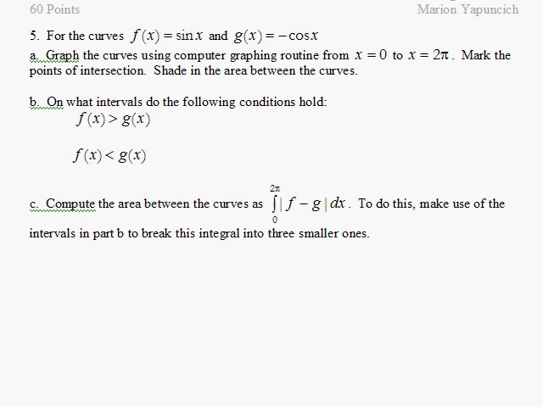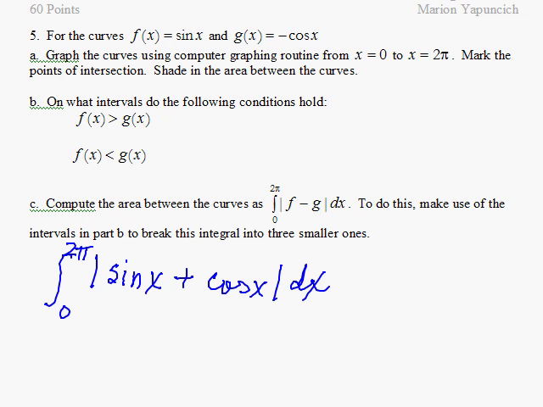So you translate the result back to the homework. This integral here would be 0 to 2 pi of the absolute value of sine x minus a negative, so it's going to be plus cosine x, absolute value, dx. Because you're taking the absolute value, you have to break it up into those integrals. From 0 to 3 pi over 4, in this region sine x plus cosine x was positive, so that just becomes sine of x plus cosine x dx.